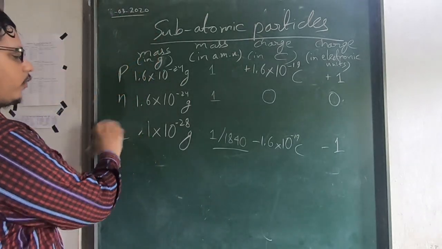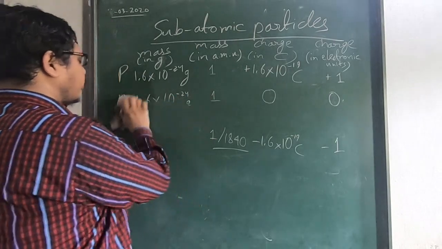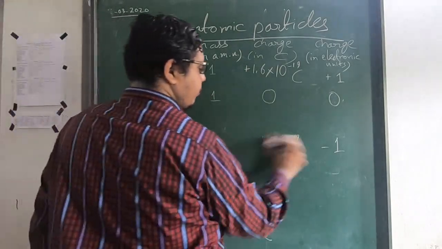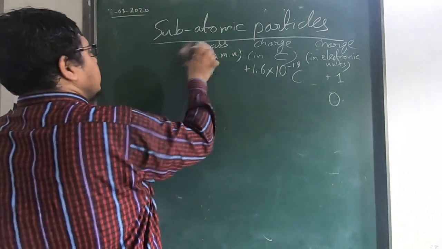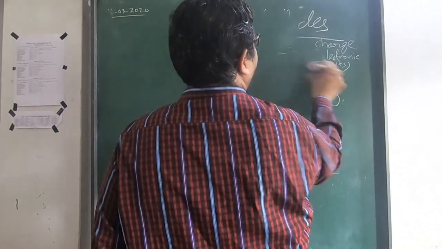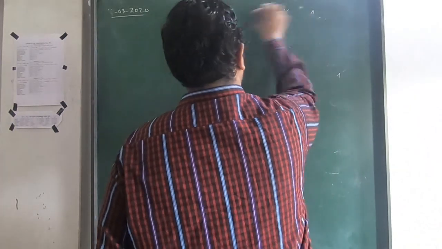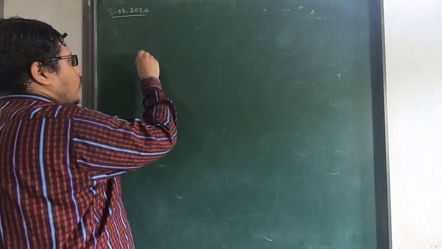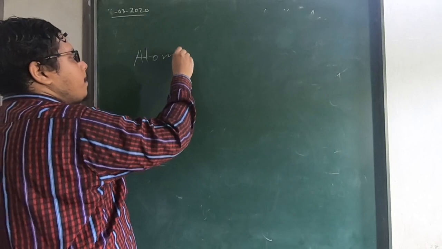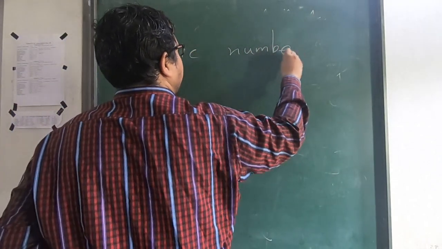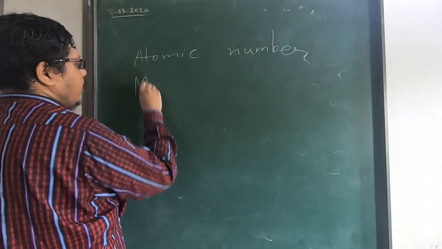Now, one more thing, and the very important thing that we are coming to is atomic number. We are going to talk about two very important things now: atomic number and mass number.